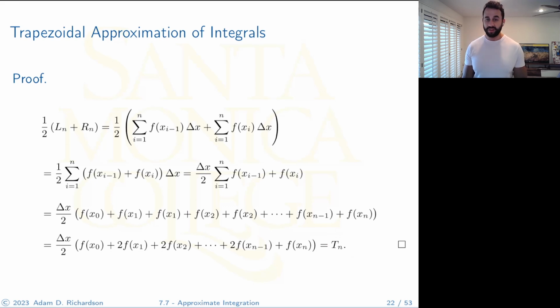And remember, these are all equalities. So what we're saying is that the average of the left and right endpoint approximations is the same as a trapezoidal approximation, using the same subintervals, I should say. And it just depends on what n is. There you go. Interesting, huh?